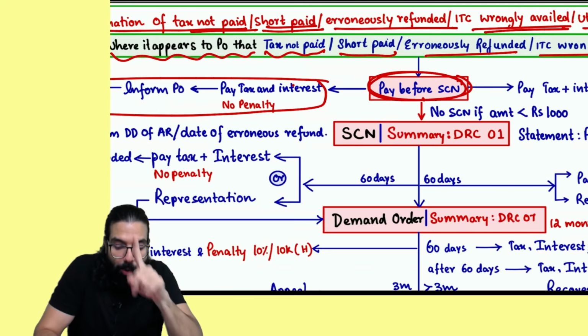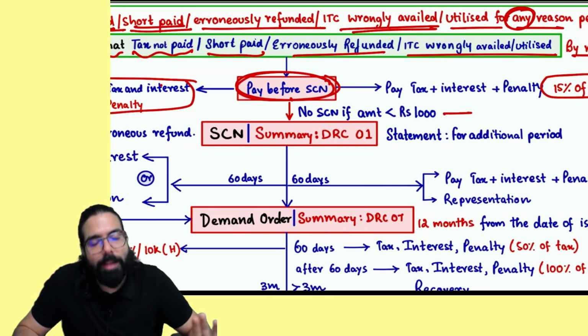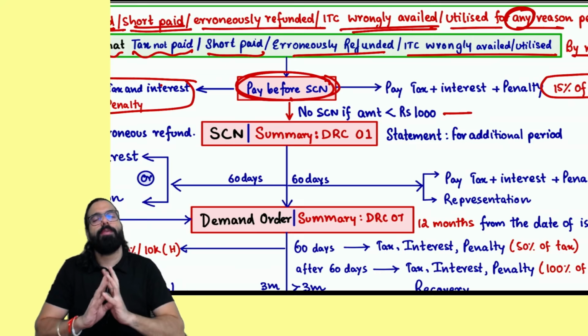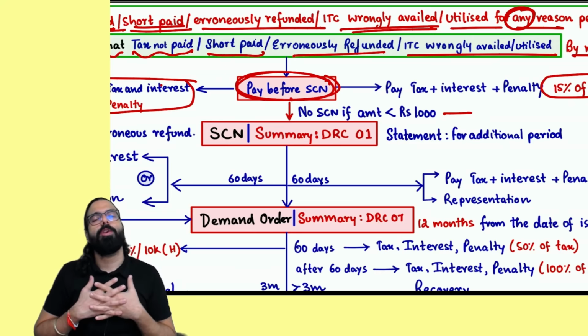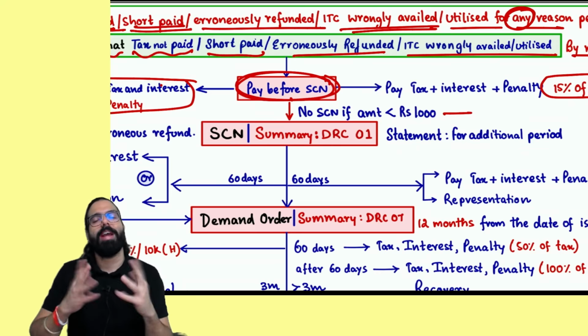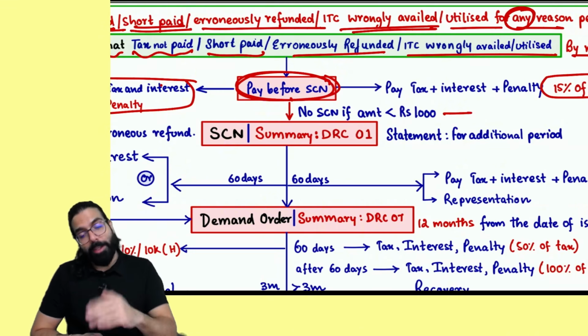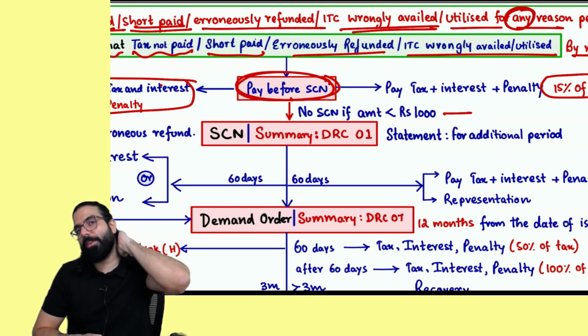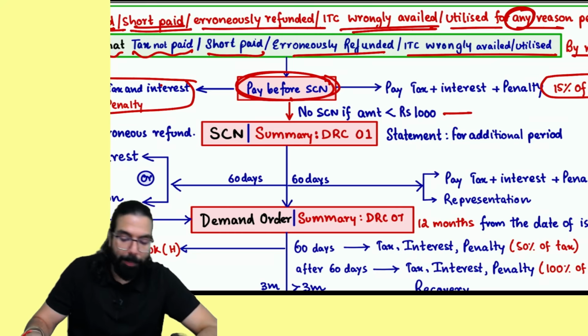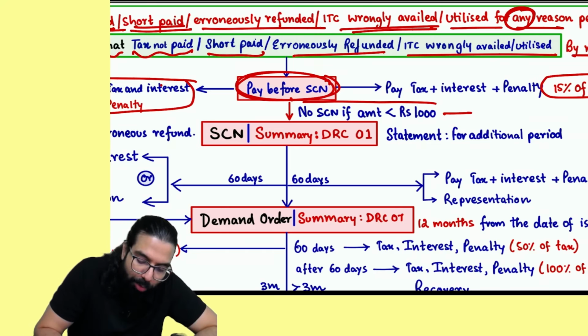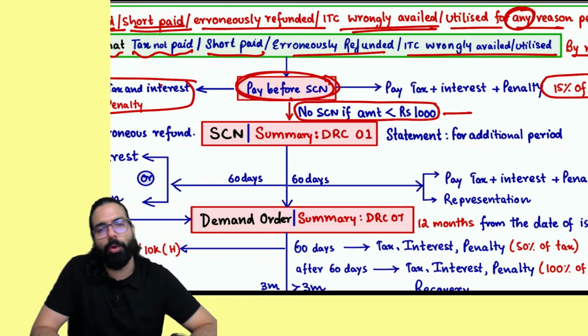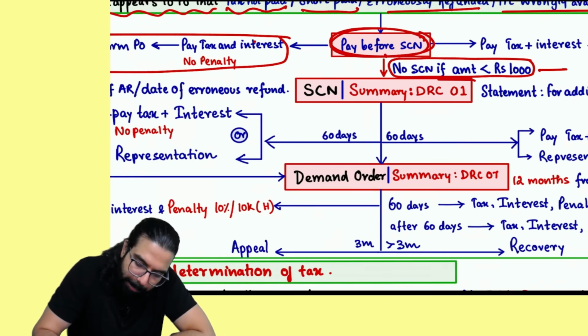But one new amendment, sir: from the financial year 24-25 onwards, for an amount less than 1,000 rupees, they will not give you a notice for tax not paid or tax short paid. 1,000 rupees, no problem. For 1,000 rupees and above only, show cause notice and demand order will come. Less than 1,000 rupees, very, very important point, there is no show cause notice. Okay, sir, my amount was more than 1,000. They gave me a show cause notice.